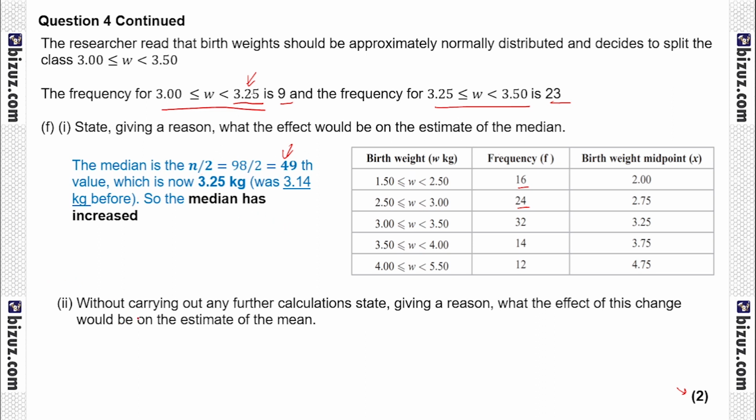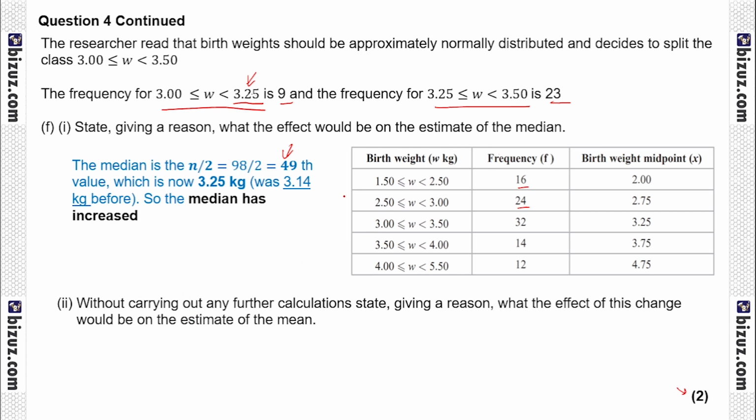Part 2. Without carrying out any further calculations, state, giving a reason, what the effect of this change would be on the estimate of the mean. It's very important that we note this wording, where they keep saying estimate the mean and estimate the standard deviation. The values we found are not actually the mean and the standard deviation, because we don't know all the data values. To find a real mean or standard deviation, we'd need the birth weights of all the 98 children individually. So we don't have that.